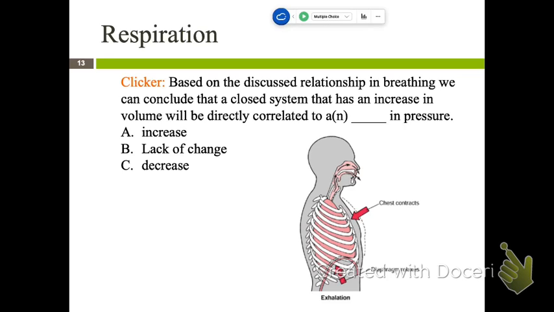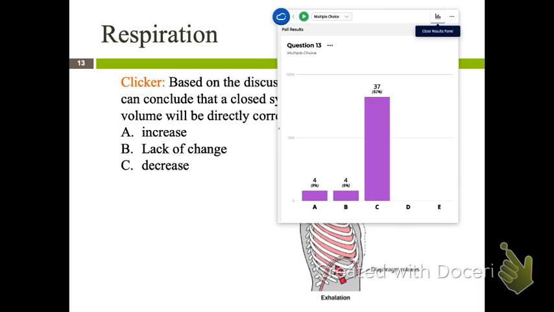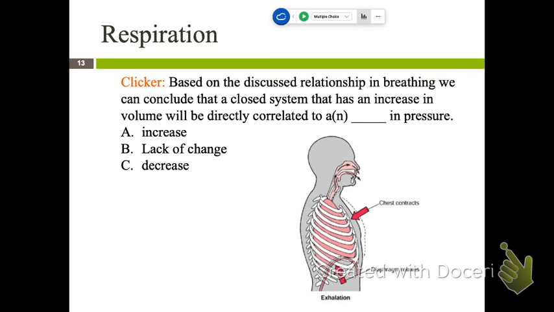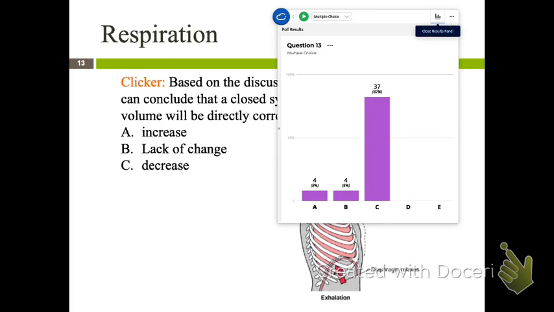Right. Based off of a whole class vote, if we increase, I think it was increase the volume, right? If we increase the volume of our lungs, then there's a decrease in the pressure.